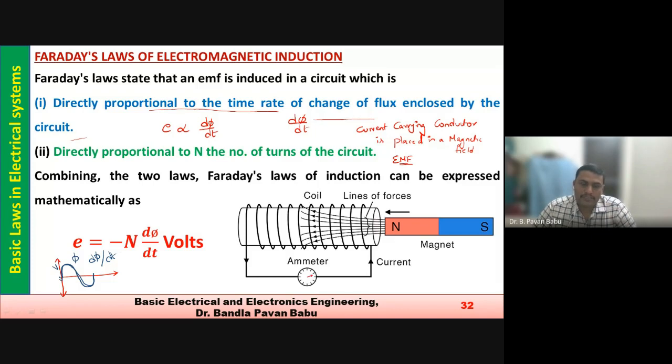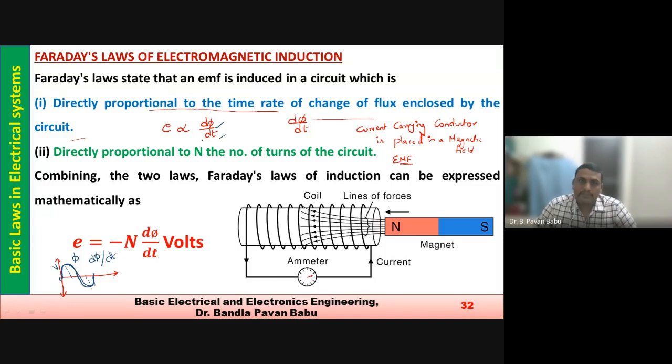So here this is 0 degrees. From 0 to 90 it is maximum. From 90 to 180 it is again reducing. From 180 to 270 it is maximum in the opposite direction, and from 270 to 360 it is again getting reduced. So like this the flux is also continuously changing, and that is called dφ/dt, the rate of change of flux with respect to time.